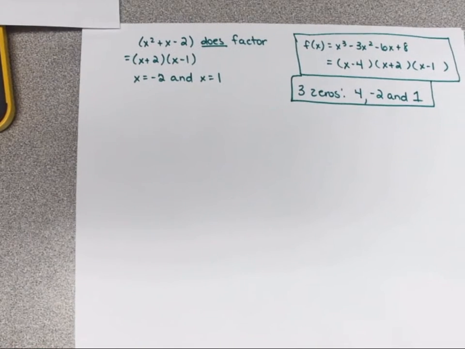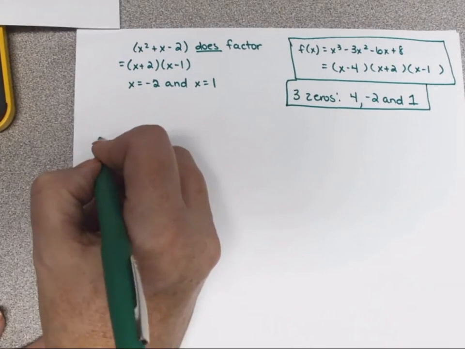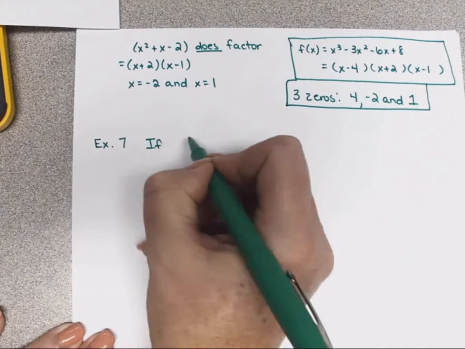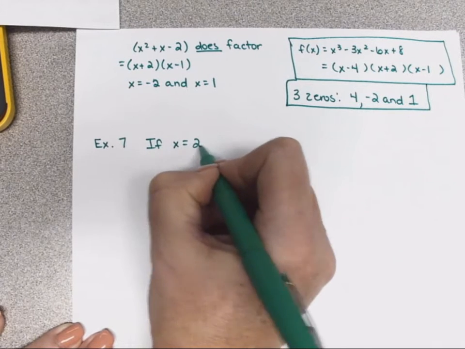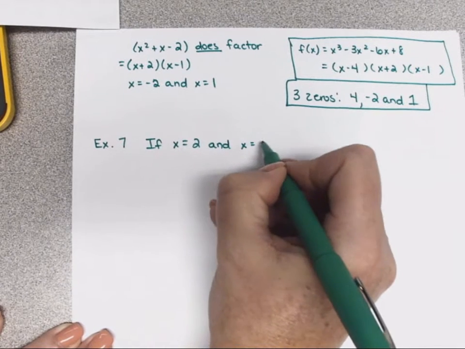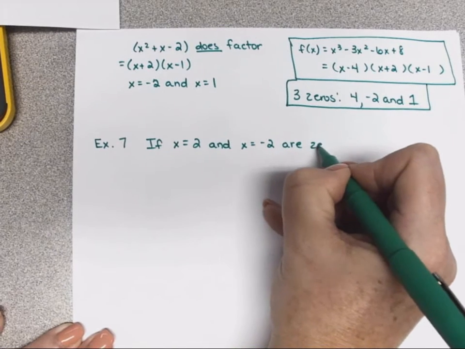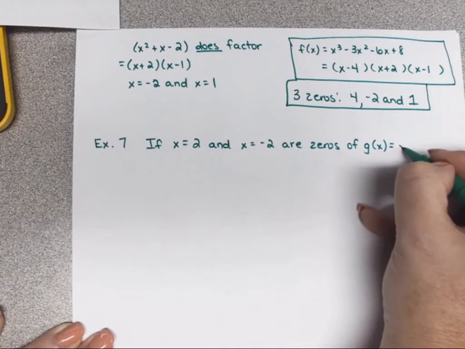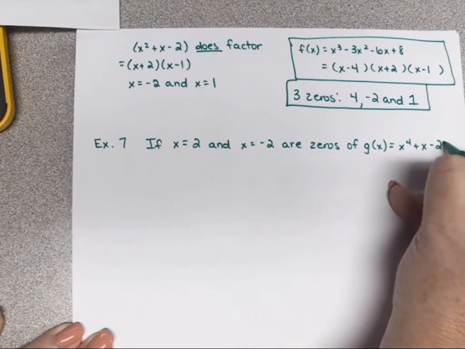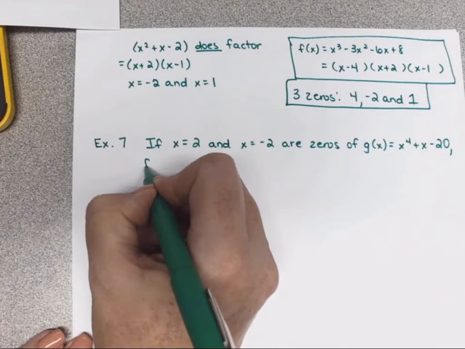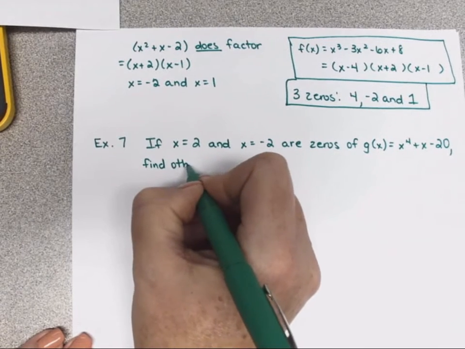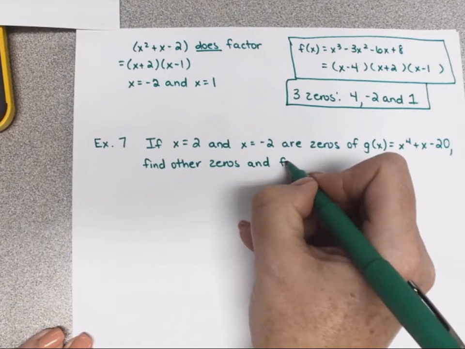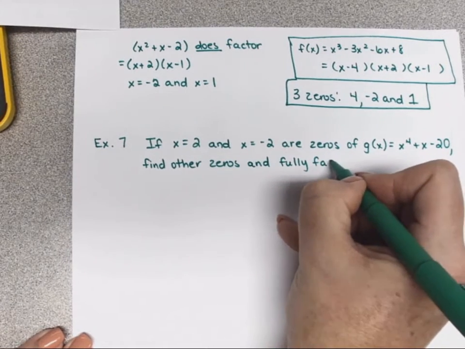All right, so let's do one more, and that'll be, I think, good for the day. So let's say that I tell you that x equals 2 and x equals negative 2 are zeros of g of x equals x to the 4th plus x minus 20. And I want you to find the other zeros and fully factor g of x.